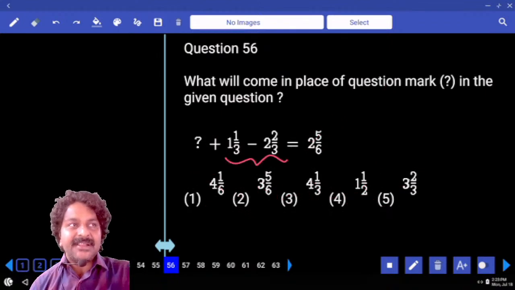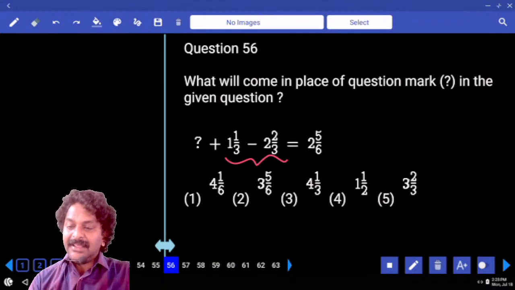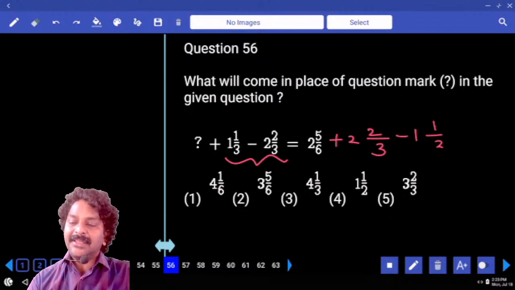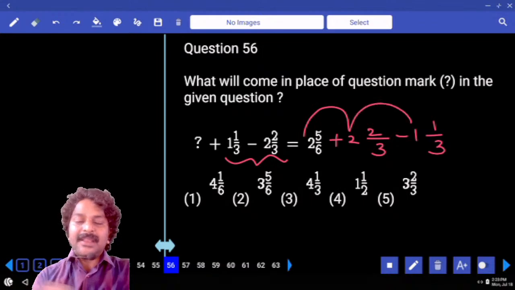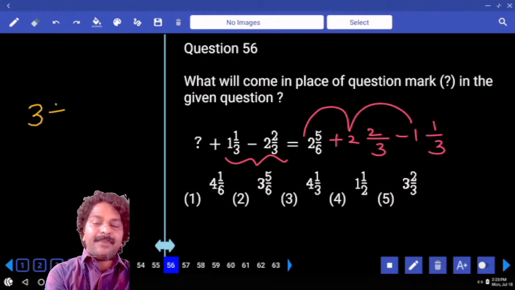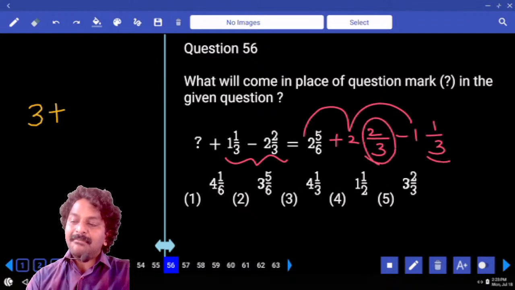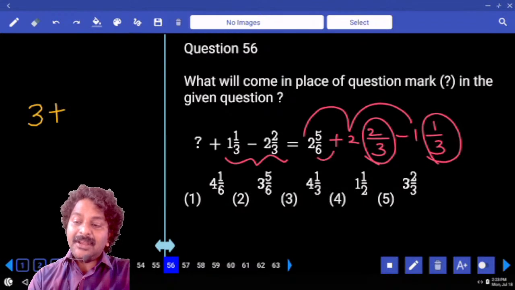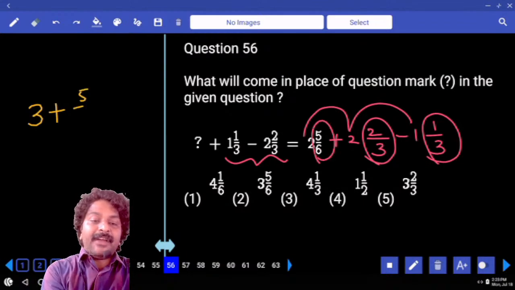X is on the left hand side. Take these two to the right hand side. Then it becomes plus 2 by 3 minus 1 by 3. Correct. 2 plus 2, 4, minus 1, 3, plus 2 by 3 minus 1 by 3. 1 by 3. And then what is the fraction here?